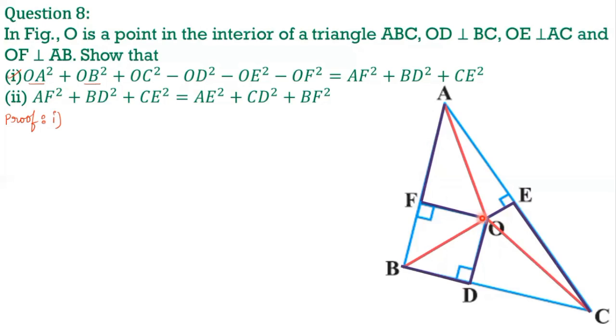So we have to consider triangle OFA, triangle ODB, and triangle OEC to prove this, and we have to apply Pythagoras theorem. Now in triangle OFA, angle F is 90 degrees. So the hypotenuse is OA. OA square is equal to AF square plus FO square.